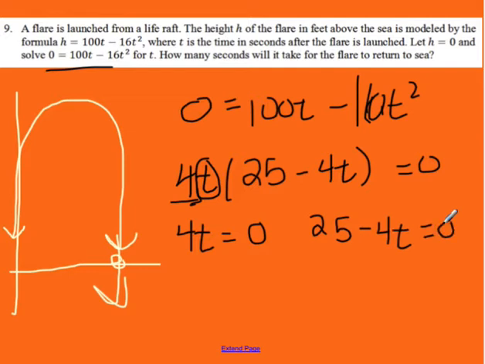So I use the zero product property. Because this has a t in it, I can set it equal to 0. I can set this equal to 0 as well. So now I'm just going to solve for t. So t is equal to 0 when I solve that first one. Now I'm going to solve the second one.